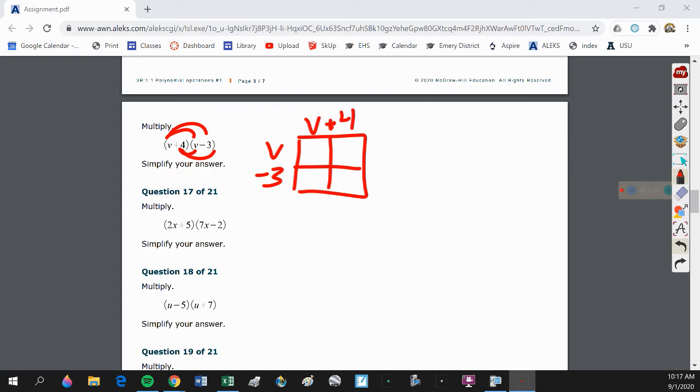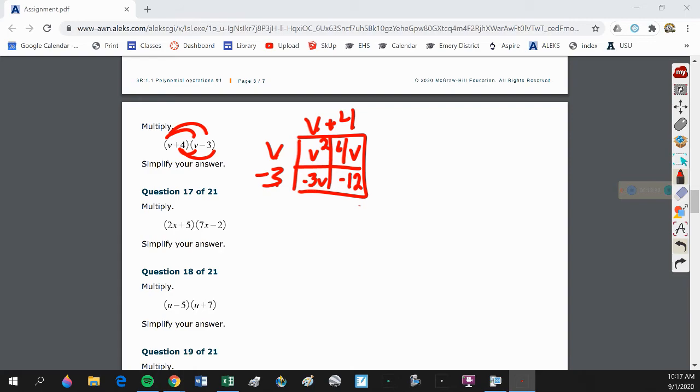So, the first square is v times v, which is v squared. Okay? The next one to the right is v times 4, which is 4v. And then down to the next row, negative 3 times v is negative 3v. And then negative 3 times 4 is negative 12. Are we all right so far?